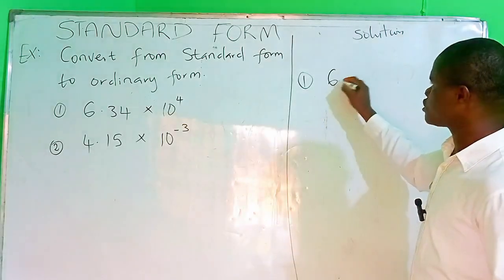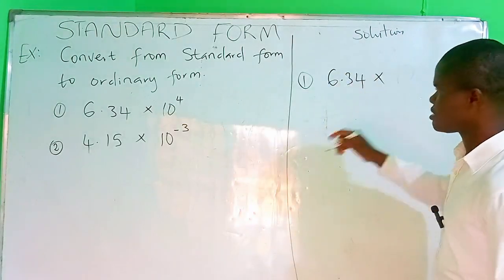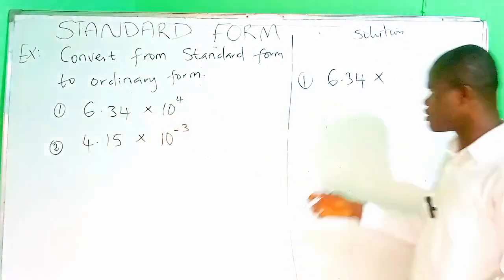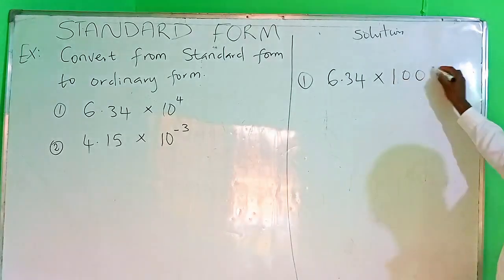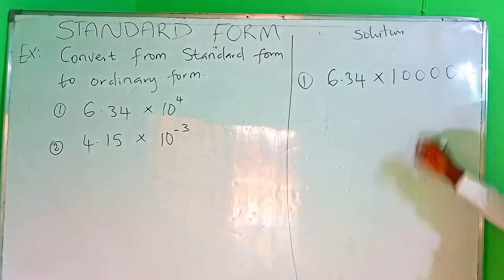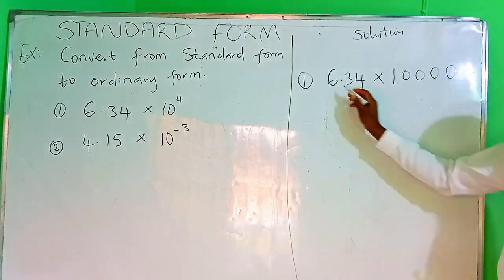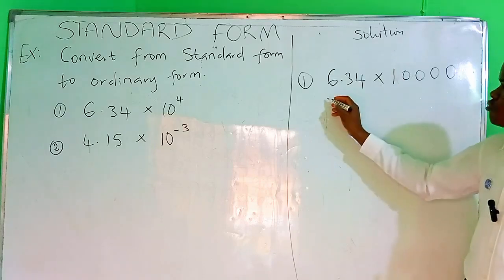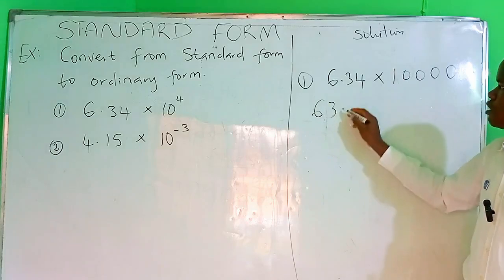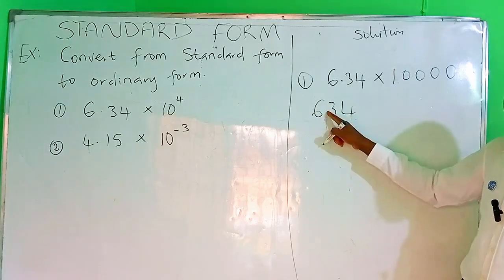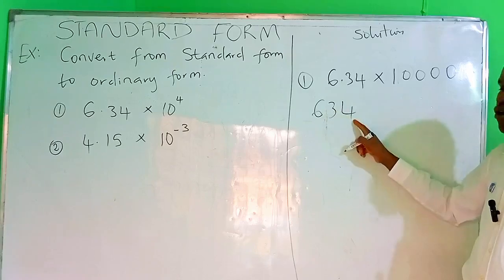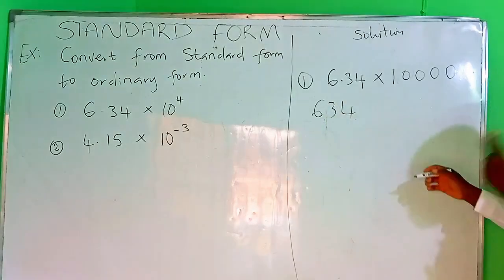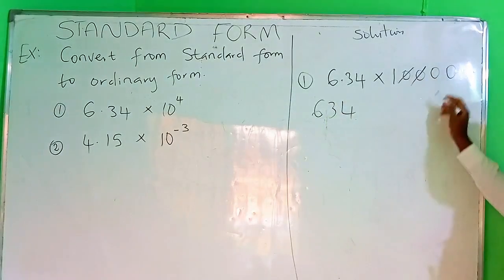So this becomes 6.34 times, so instead of writing 10 raised to power 4, I will write 1 with 4 zeros. That is 10000. So since there are 4 zeros here, it means that I should move this decimal point 4 times outward. So that becomes 634. The decimal point was here, but since I've written 634, it means I have moved 2 times, 1, 2. So since it is 4 zeros, we have moved 2 times, remaining 2 zeros.